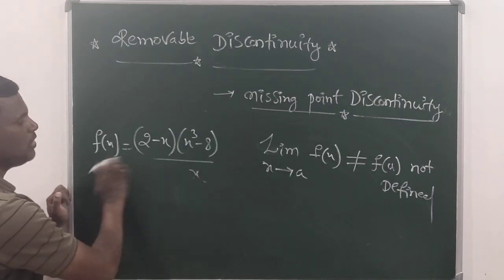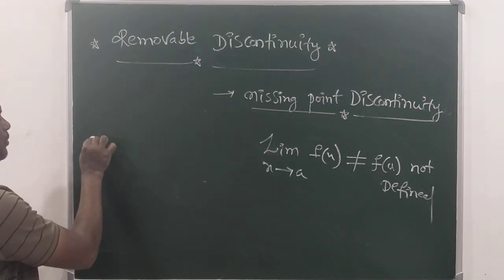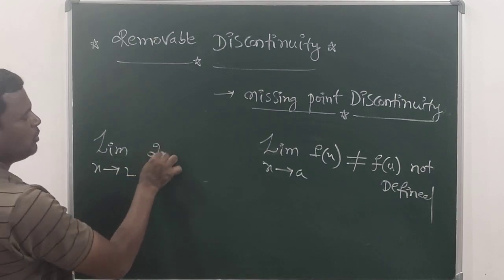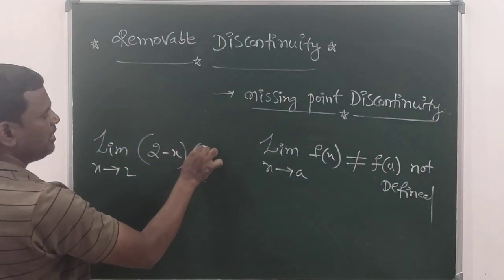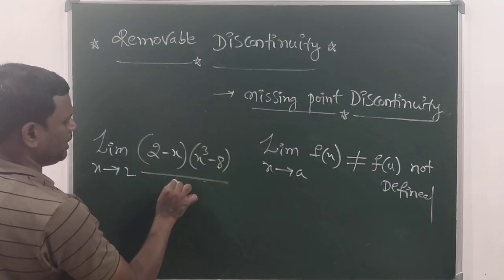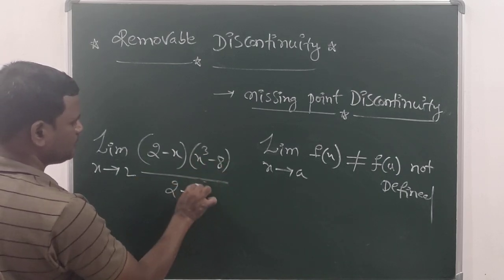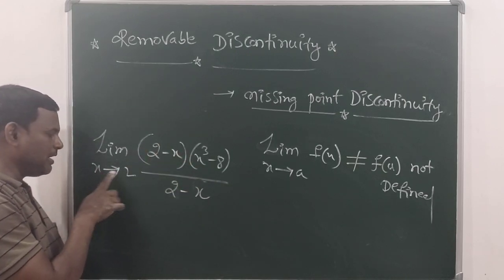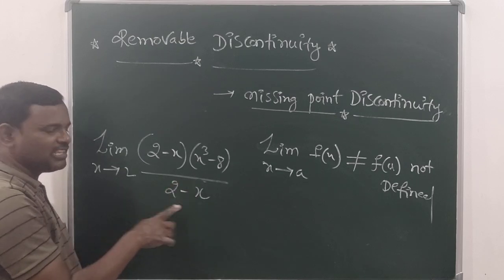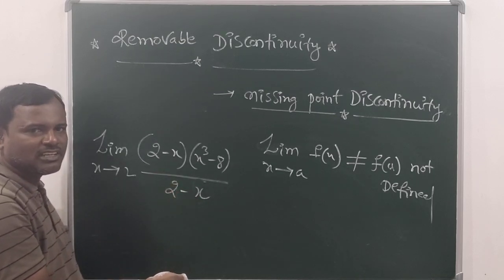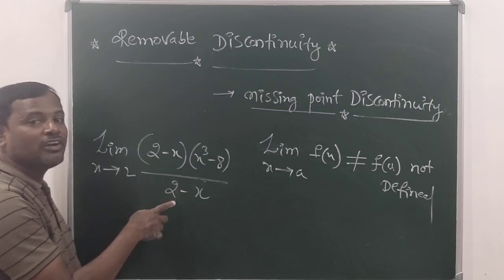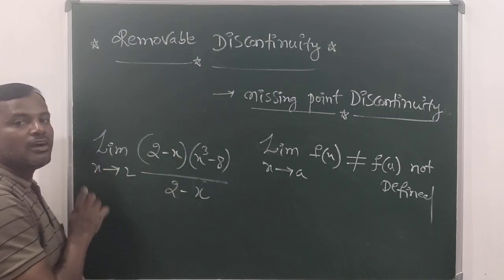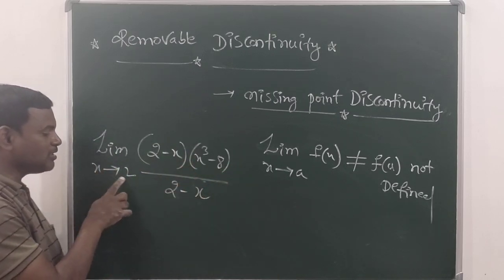Now evaluate the limit of the function when x approaches 2. Limit x approaches 2 of (2 minus x) into (x cube minus 8) by (2 minus x). You know how to evaluate the limit of this function. On keeping x equal to 2 here, the denominator is 0. Hence the limit of the function does not exist. But we have to make this function attain a real value when x approaches 2.